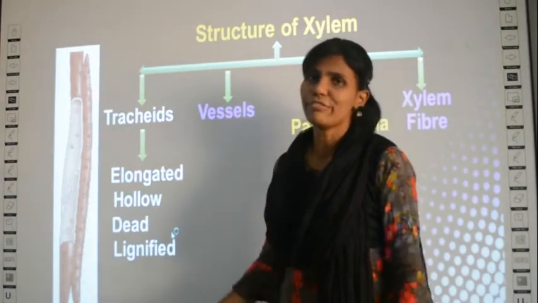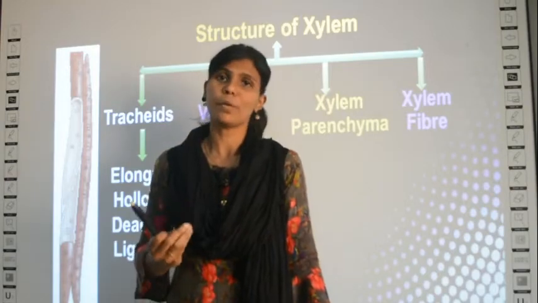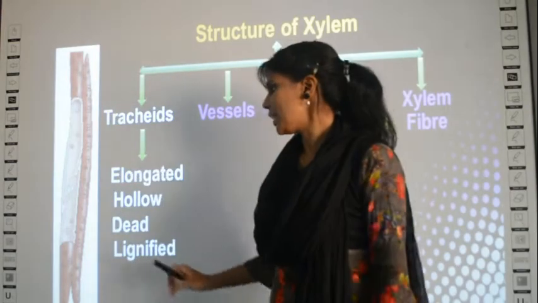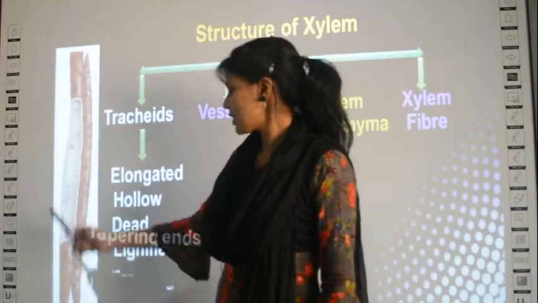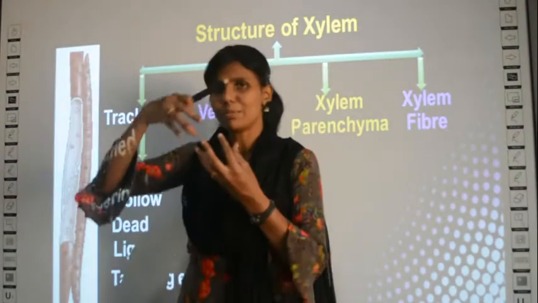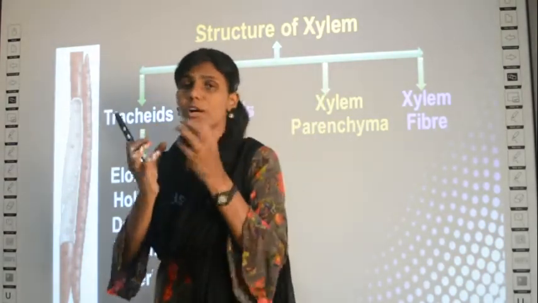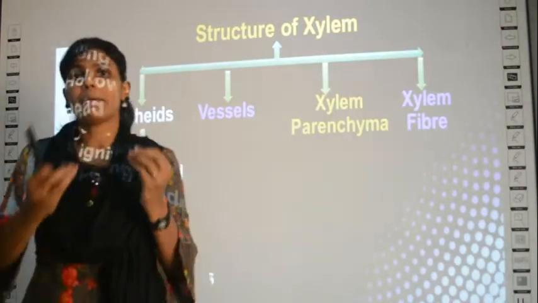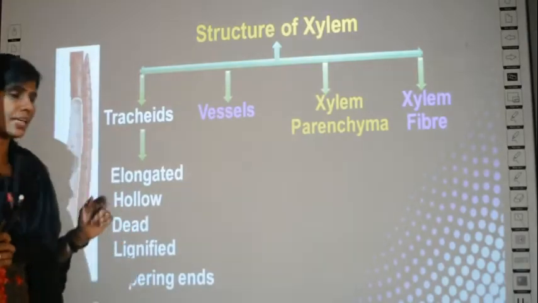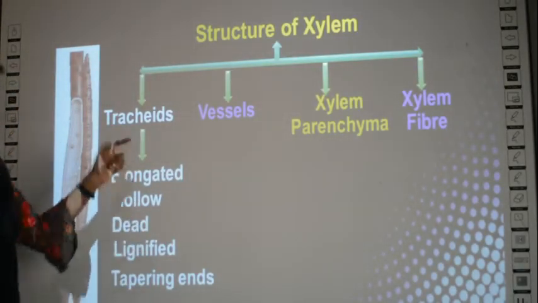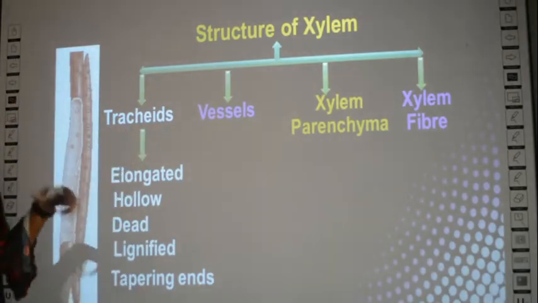Then it is lignified, which means xylem has lignin. Xylem is made up of lignin. That's why it is called lignified. Then it is tapered. Tapered means, see, at the edges it becomes so narrow, but in the center it is somewhat broader, but the end tapers. Towards the end it becomes so narrow, so it is called tapering ends. These 5 points you have to keep in mind. If a question is asked what is the structure of tracheids, you have to write these 5 points.